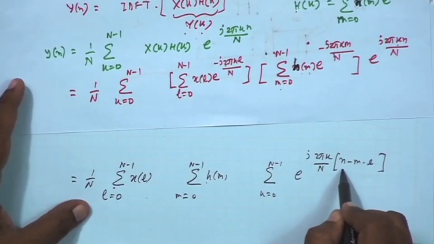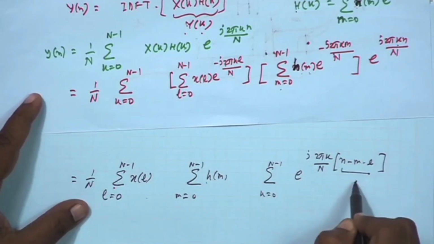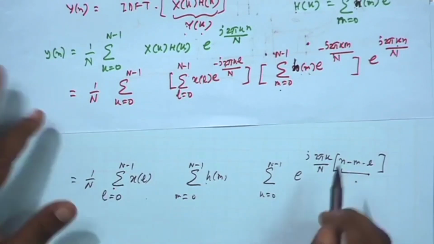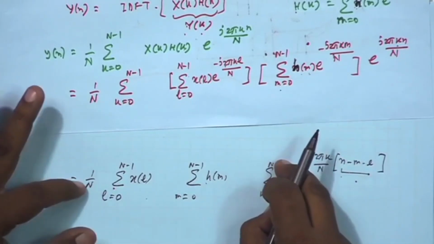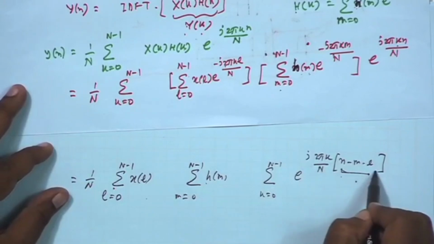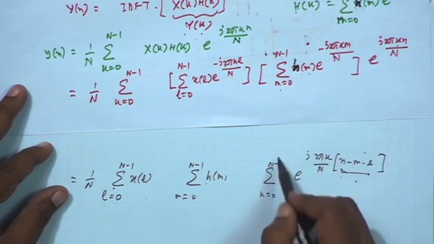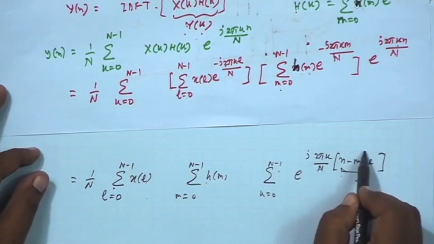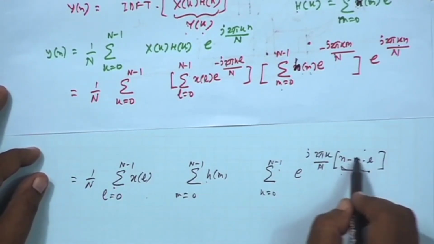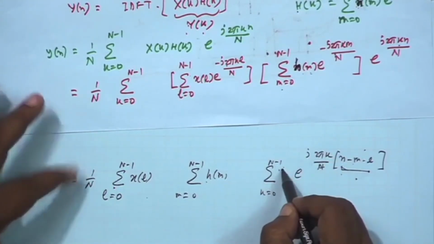Now, if it is 0, or if it is capital N, or if it is 2N, 3N, minus capital N, what will we have? Suppose it is 0: e to the power 0 is 1, so 1 plus 1 plus 1, you will get capital N, and that capital N and this 1 by N will cancel. If this is capital N, again e to the power j 2 pi k is 1, 1, 1, you sum, you get capital N, which cancels. Same if it is 2N, 3N, 4N. If it is 2N, e to the power j 4 pi k is again 1, so you sum over capital N, and 1 by N cancels.